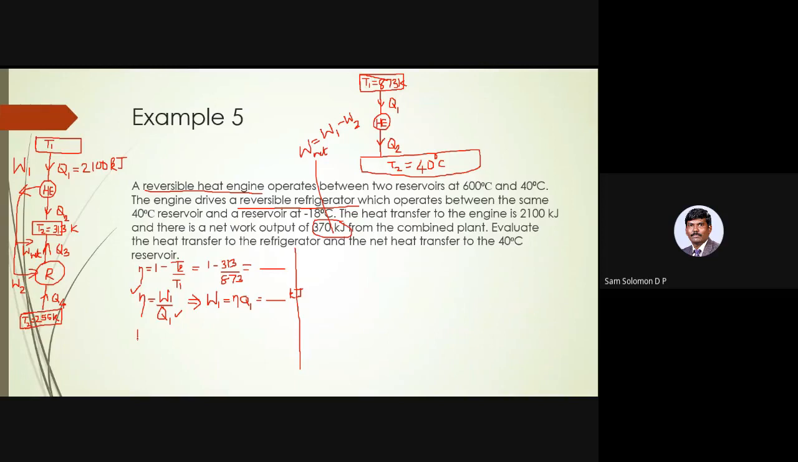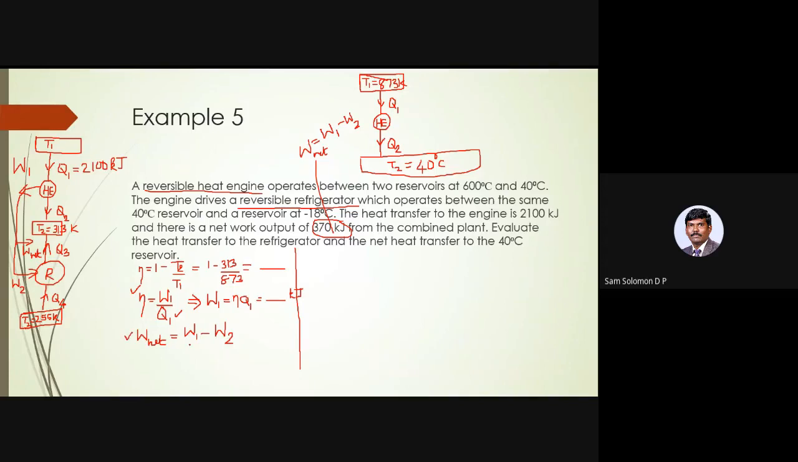The next thing we can do here is, they have given you the value of this W net, and just now I have found out the value of W1 also. Because W net is W1 minus W2. Why do we say minus W2 instead of plus W2? W1 is work output, which is positive. W2 is work input, which is negative. That is why we have this minus sign. If this is also work output, then it will be W1 plus W2. Because it is a work input, it is minus. So don't get confused.